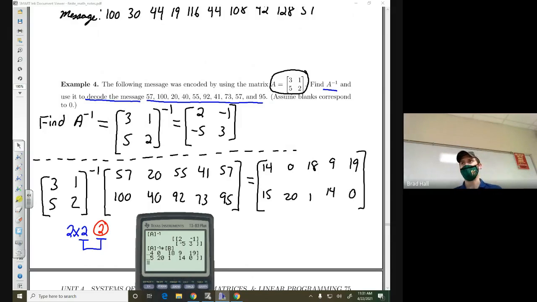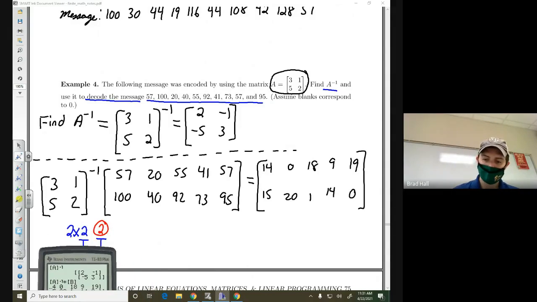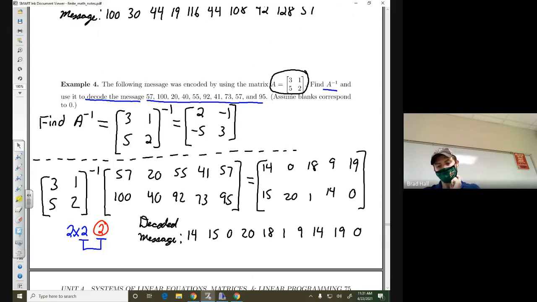This is not the decoded message. The decoded message should be something legible. So decoded message, we have to read that from the matrix itself. We read it top down and then go to the next column. So I'm reading that information from the resultant matrix.